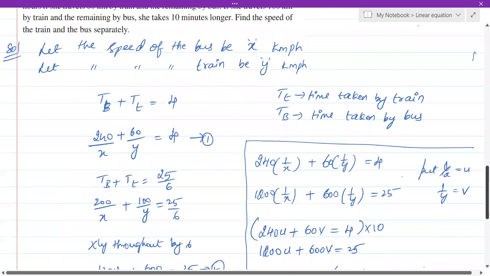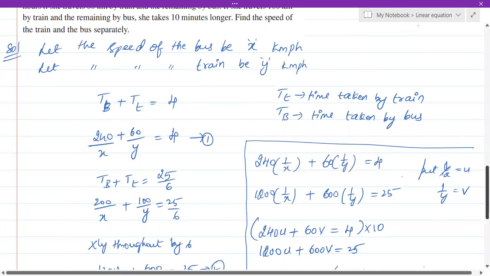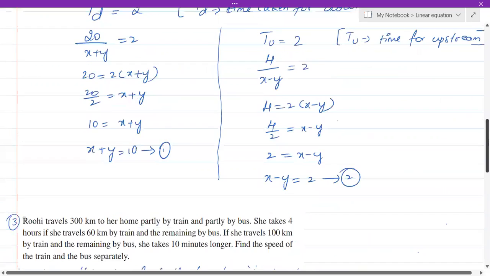So remember, whichever problem is based on speed, we are going to use the time relation, that is, time is equal to distance by speed. Using this logic, we are going to get the required equations. I hope you guys have understood this.